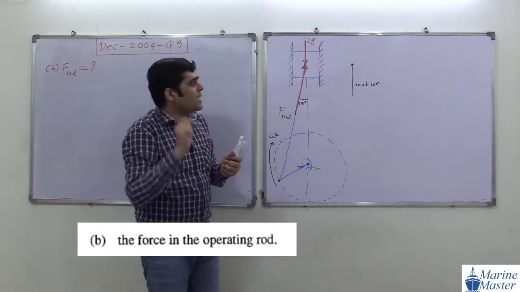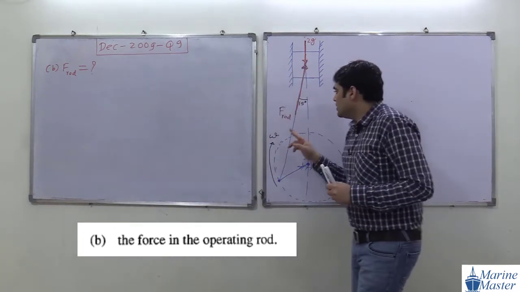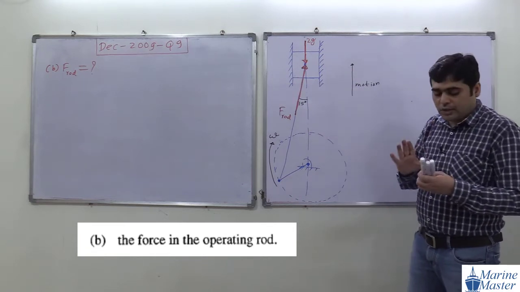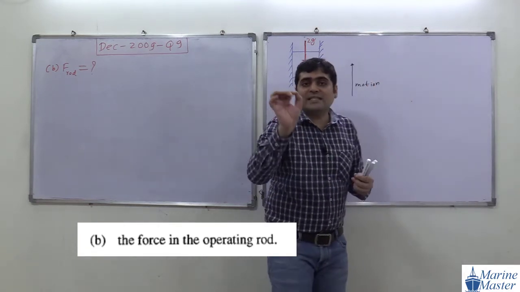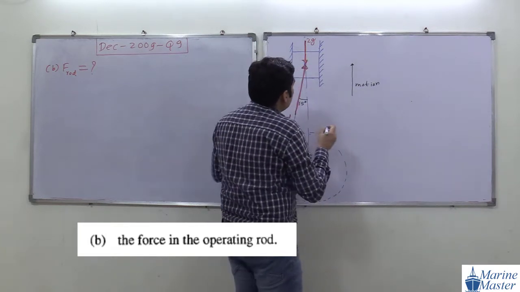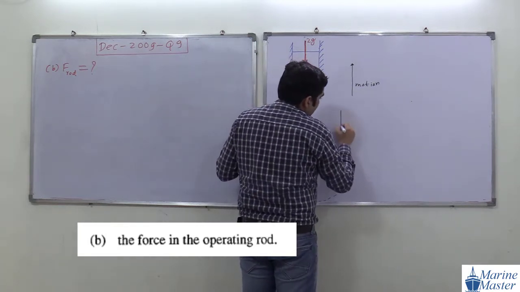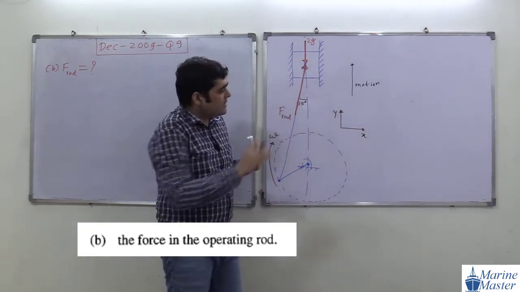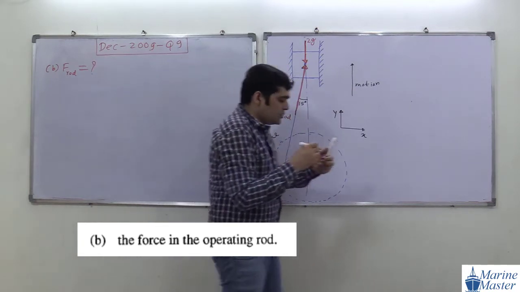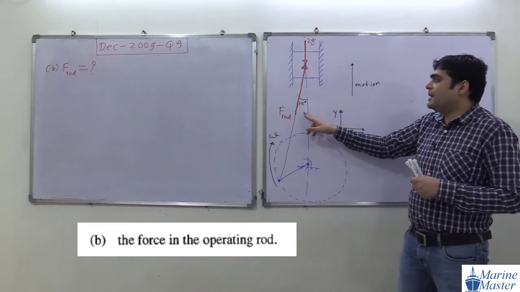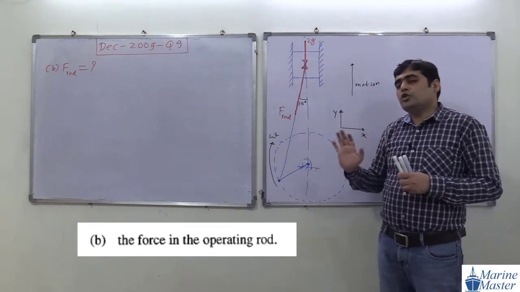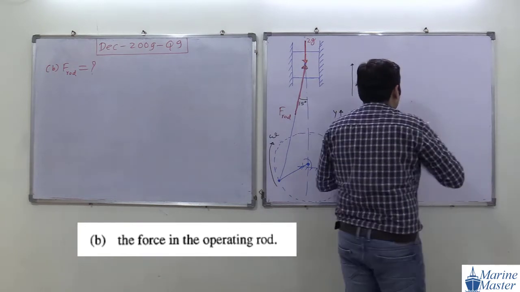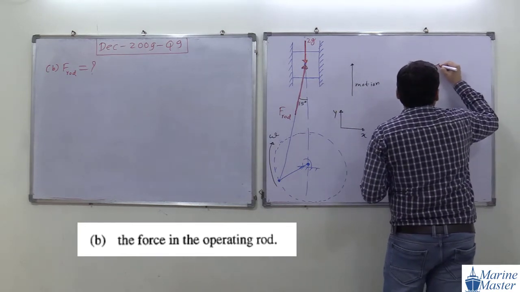Now for that purpose, what we are going to do is replace this F rod by its two components. Before that, I am going to show the directions here. The x direction is like this, horizontal, and the y direction is vertical. X direction horizontal, y direction vertical. Now we are going to replace this F rod by its two components, because this F rod is neither in x nor in y. So for that, here I am drawing, this is our F rod.